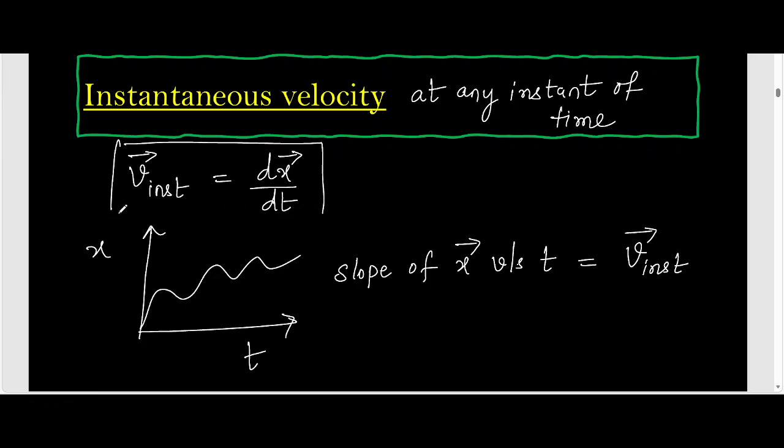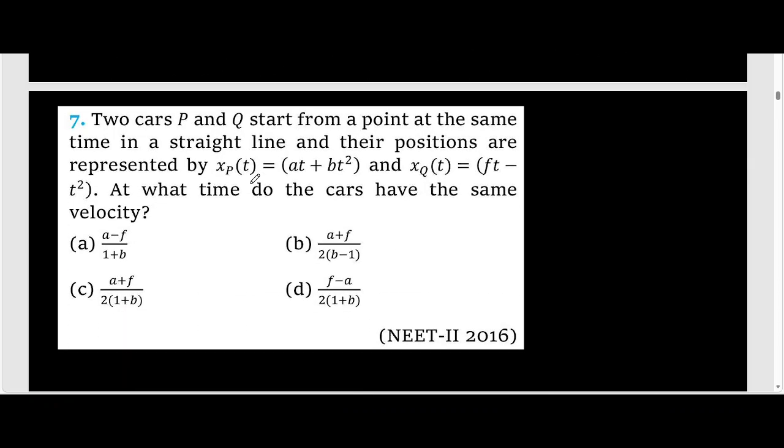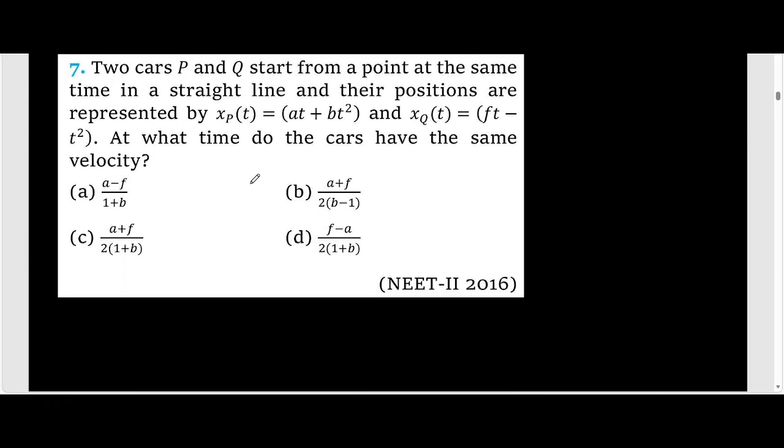So instantaneous velocity is basically dx by dt, differentiate displacement with respect to time. Now let us see some questions. Two cars, P and Q, start from a point at the same time in a straight line, and their positions are represented by expressions. P car position is given and Q car position is also given. At what time, that means you have to find the time, T is question mark.